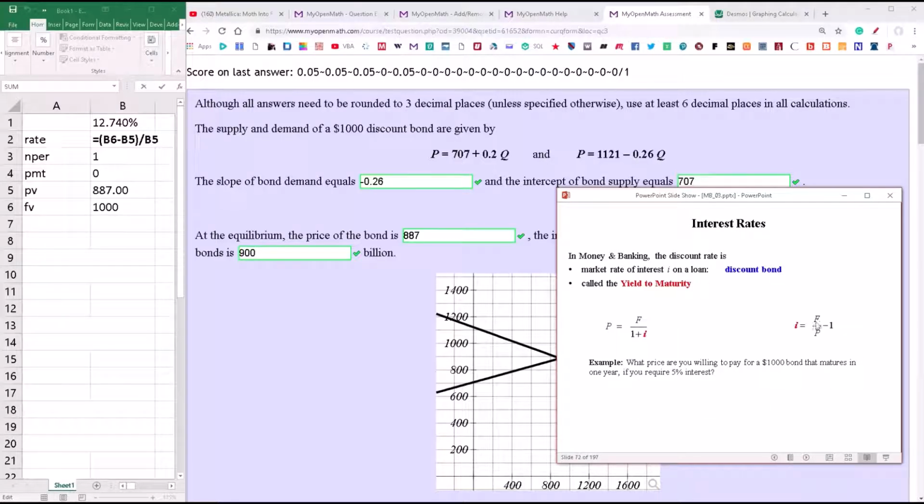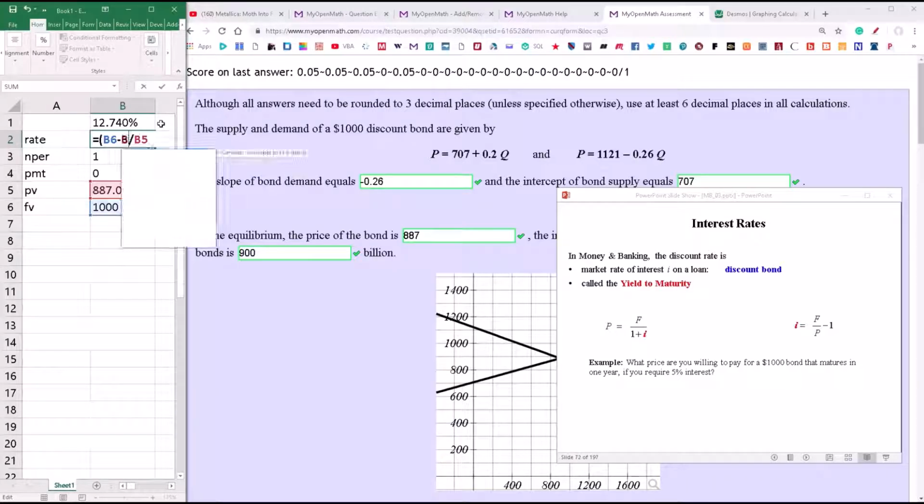We can use this equation here, which is equivalent to F minus P divided by P, which is what we have here, F minus P divided by P. And if you don't believe me, I'll show you that it's the same. We can subtract off 1 here. So we're doing it like we did in the notes, and we get 12.740%.